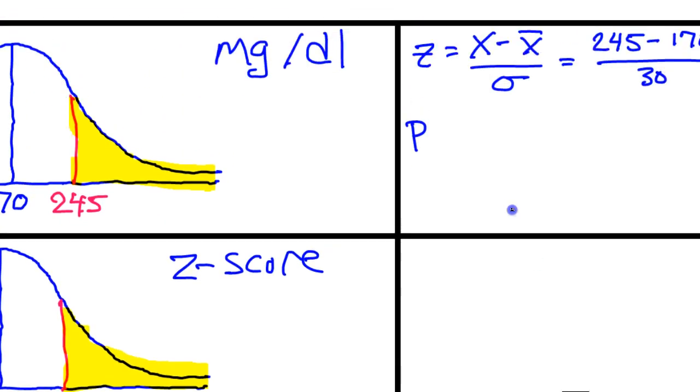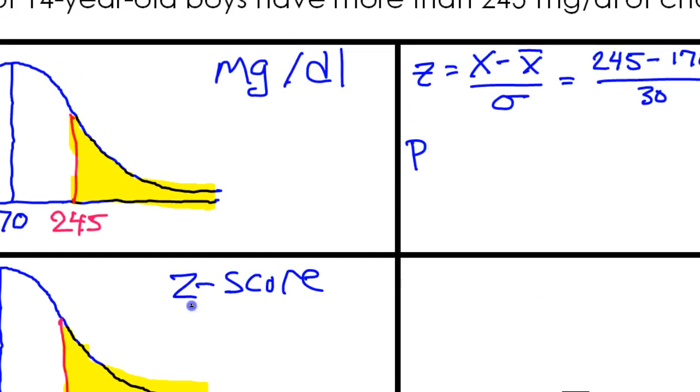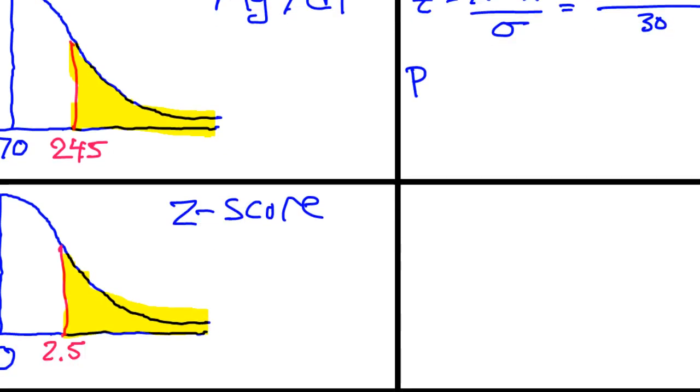Now, I want the percentage of z-scores that are above 2.5. So I write that this way: the percentage of z-scores that are greater than 2.5.